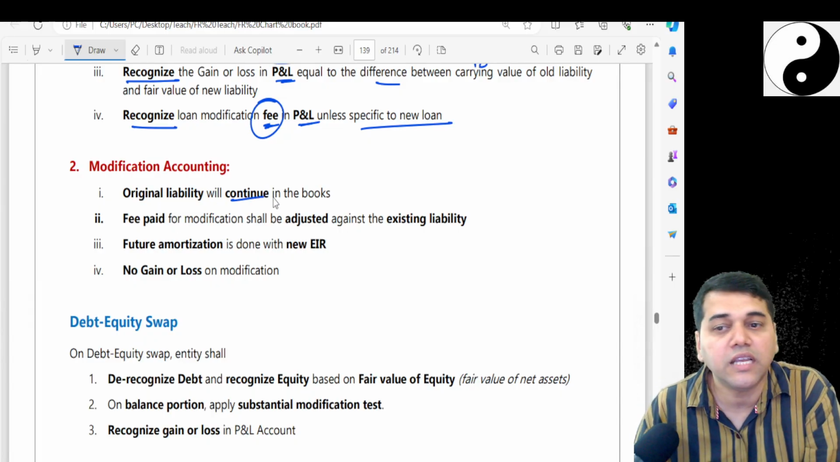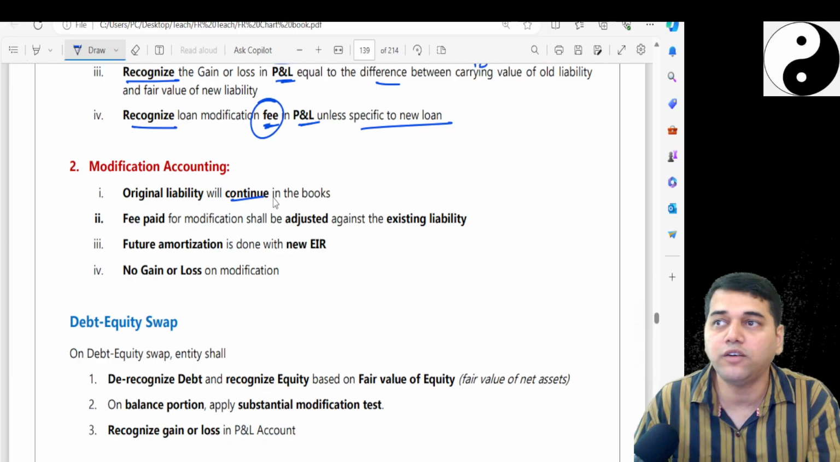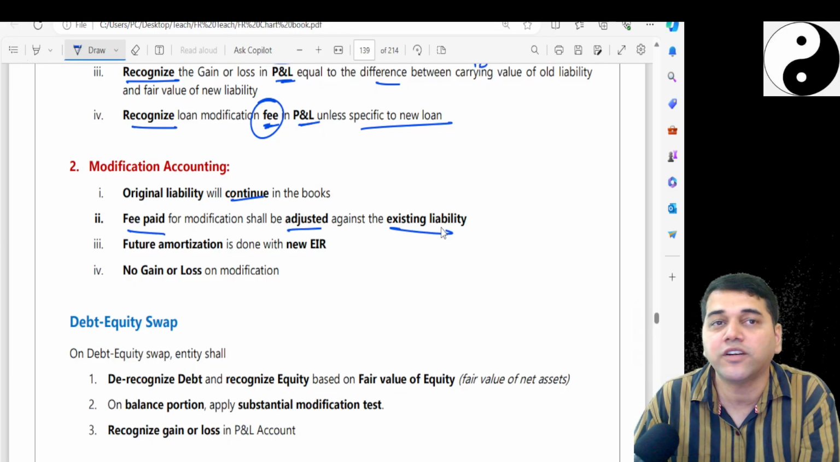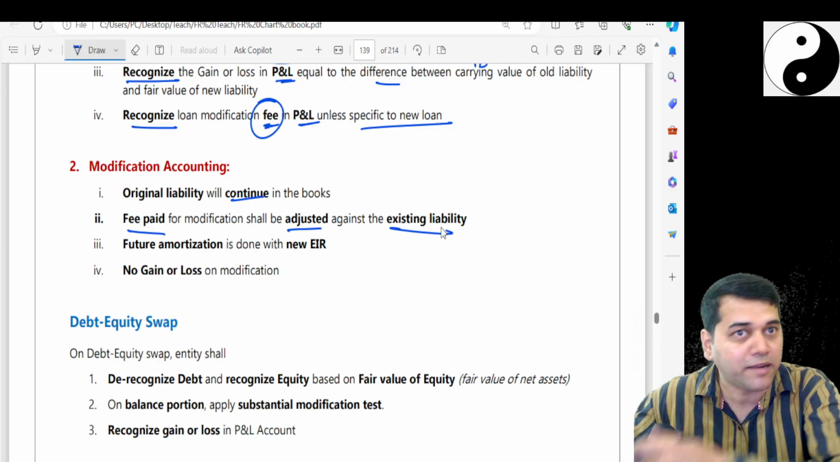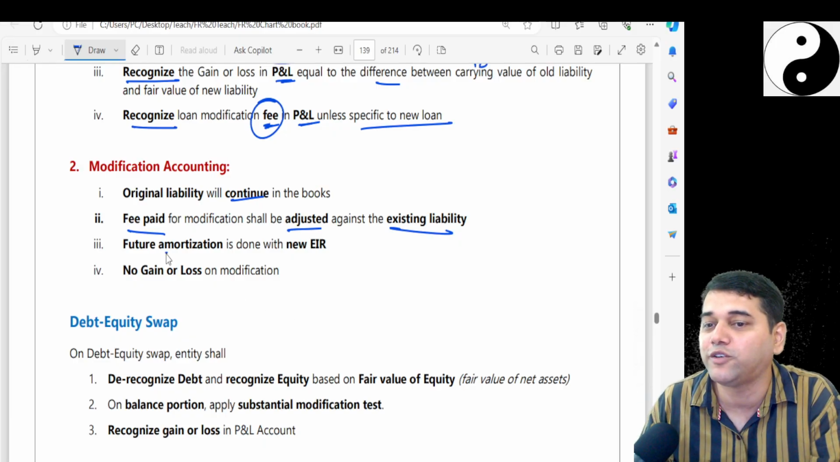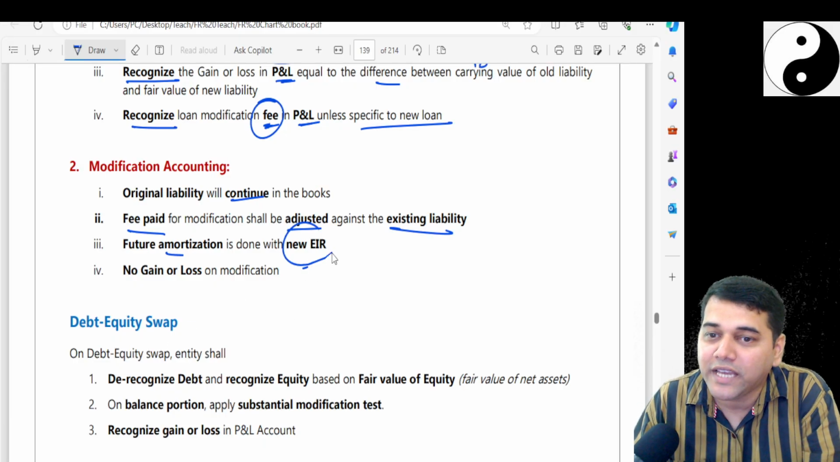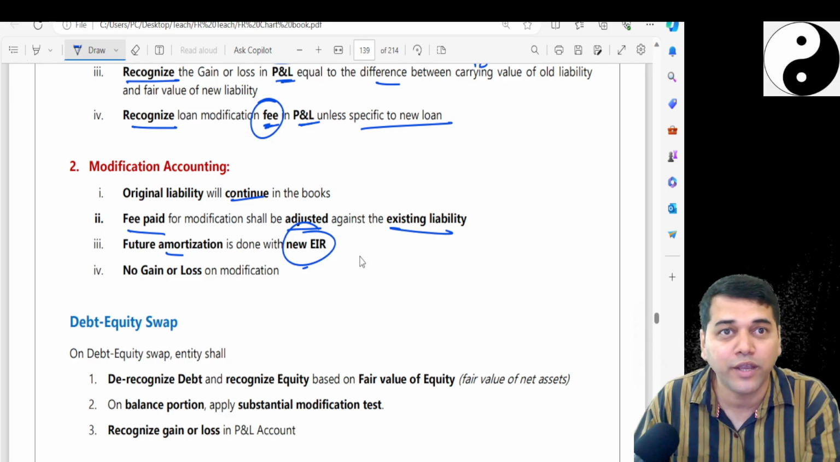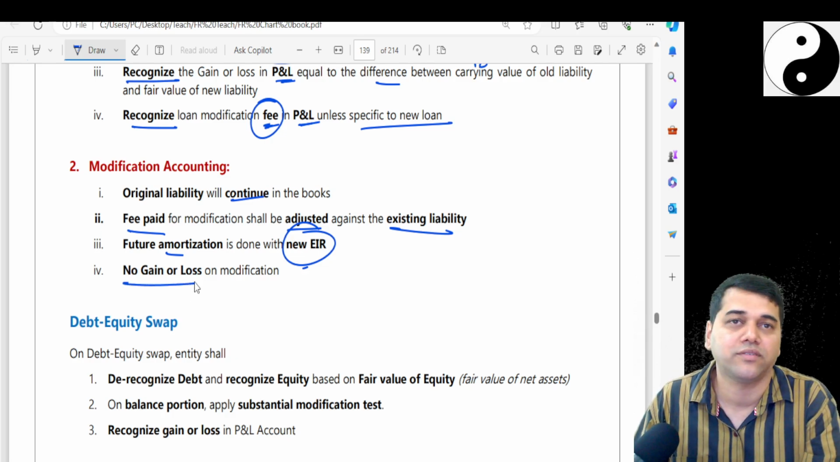Then the original liability is going to continue in the books. I don't debit the old liability account. Fees paid will be adjusted against the existing liability, since the existing liability is going to continue. Whatever fees are paid, you are going to amortize. The new amortization schedule is going to happen now. A new EIR is going to come into the picture. We have discussed it already. The transaction fees mean a new EIR, and no gain or loss.